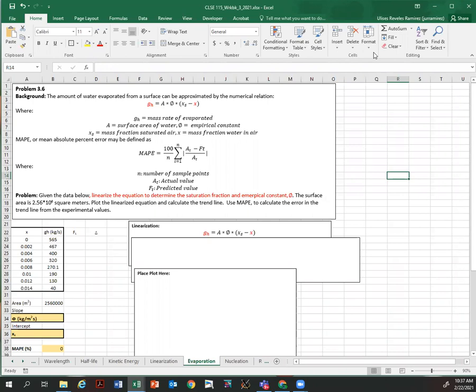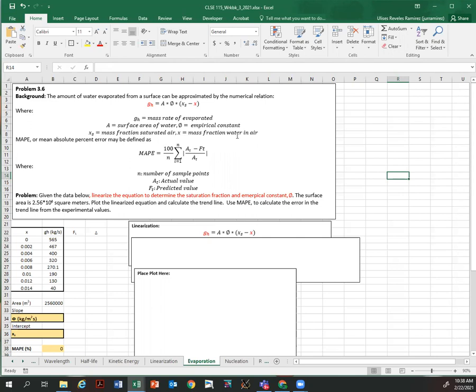This is the problem. The amount of water evaporated from a surface can be approximated by the numerical relation given here, where GH is the mass rate of evaporated water, A is the surface area of water, Phi is an empirical constant, and XS is the mass fraction of saturated air, and X is the mass fraction of water in air.